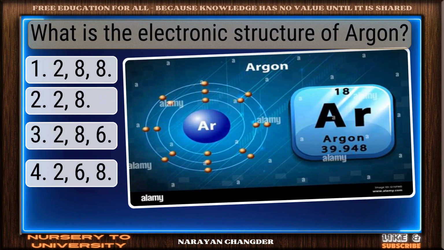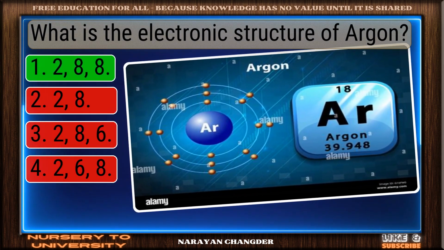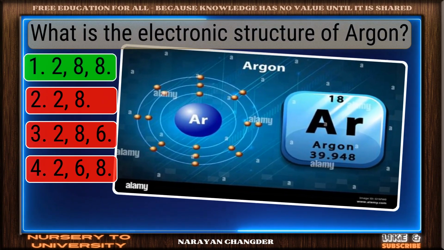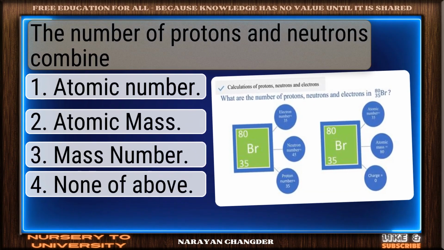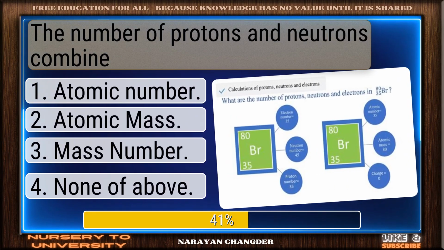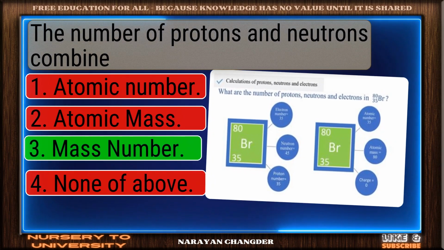What is the electronic structure of argon? Nice work. You chose 2,8,8, and it is correct. The number of protons and neutrons combined is the... Excellent. Mass number is a brilliant choice.